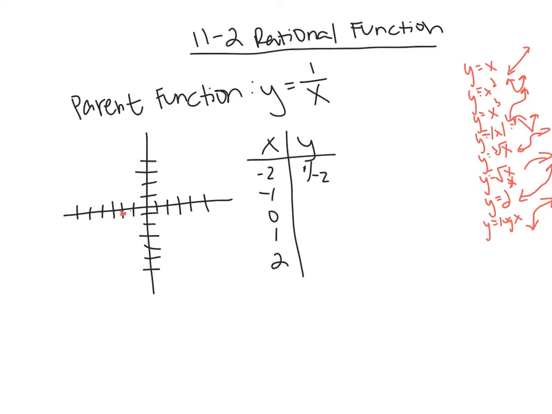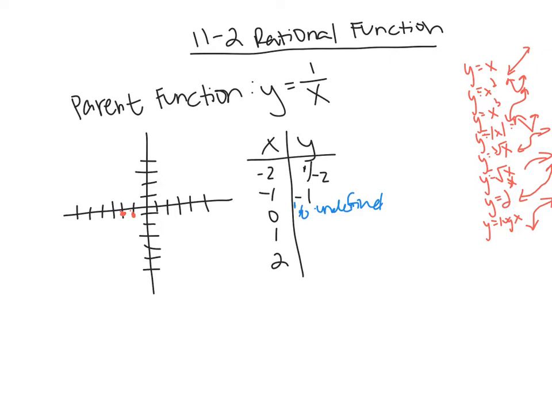Next, let's plug in -1. 1 divided by -1 is just -1. So I have the point (-1, -1). Well, let's see what happens with 0. 1 divided by 0, what happens? 1 divided by 0 is undefined. I cannot divide by 0.